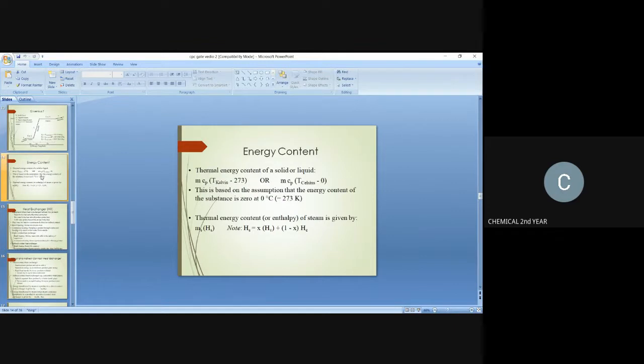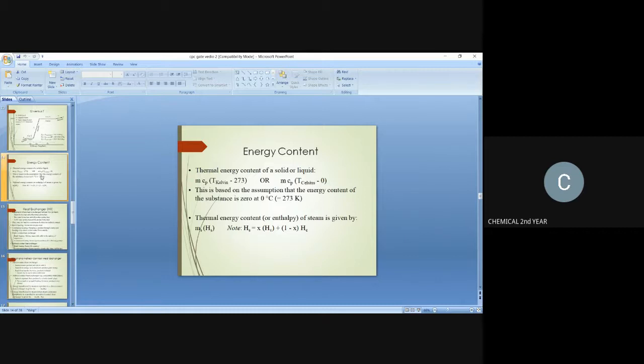Next, energy content. Thermal energy content of a solid or liquid can be determined by m Cp T. T is in Kelvin, meaning the value is 273, or m Cp T if it is in Celsius, meaning 0. This is based on the assumption that the energy content of the substance is 0 at 0 degrees Celsius, that is equal to 273 Kelvin.